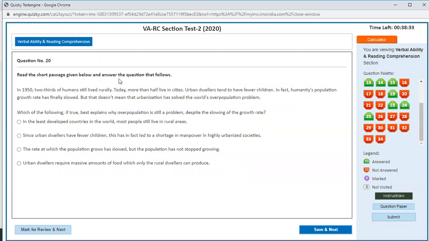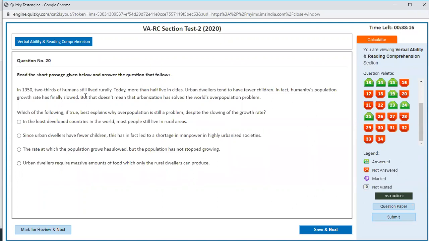In 1950, read and answer the question that follows. In 1950, 2/3 of humans still lived rurally. Today, more than half live in cities. Urban dwellers tend to have fewer children. In fact, humanity's population growth rate has finally slowed. But that doesn't mean that urbanization has solved the world's overpopulation problem.